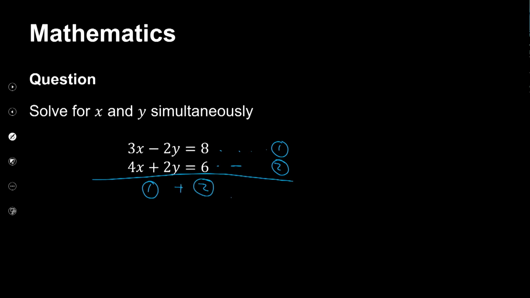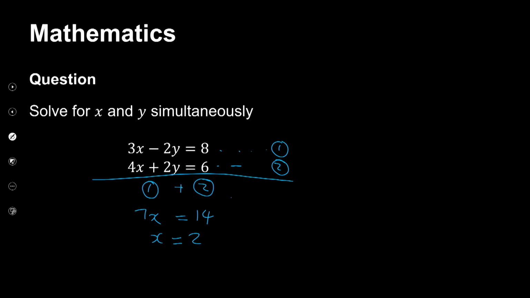Remember, I said you need to communicate with me as you are doing your work. The 3x plus the 4x will then be 7x, minus 2y plus 2y will give me 0, and then 8 plus 6 will then give me 14. Divide both sides by 7, you get x is equal to 2.